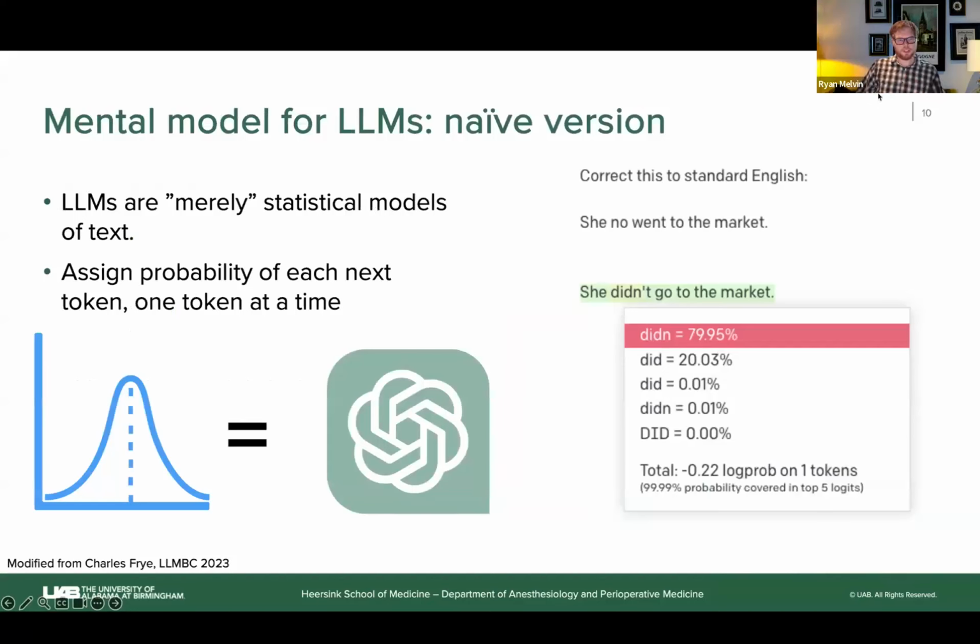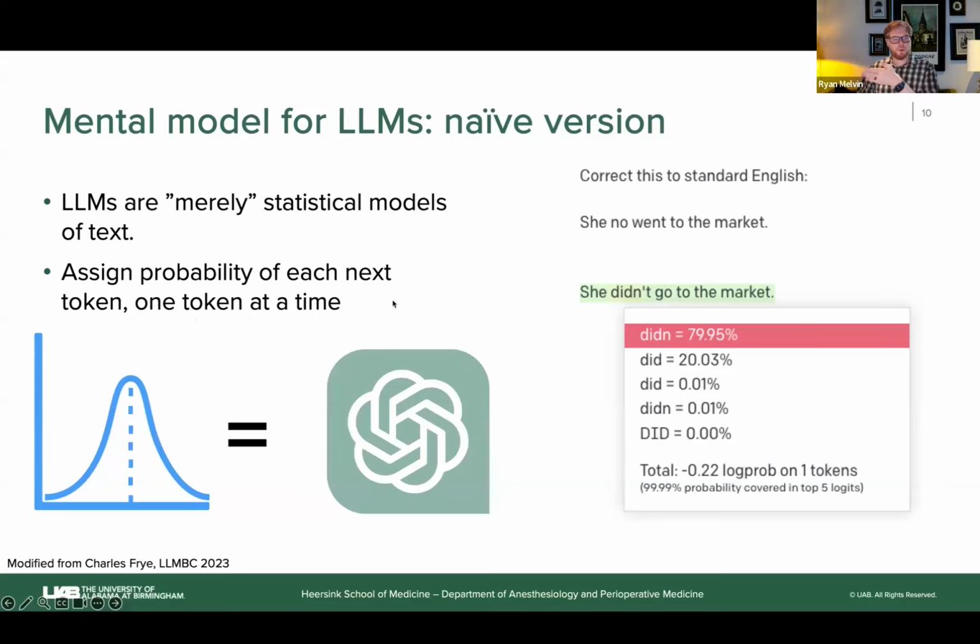Especially for large language models, such as ChatGPT, there is a naive mental model that I think is somewhat popular. And that's that these are merely statistical models of text. They assign the probability of each next word, technically token, 1 word or token at a time.